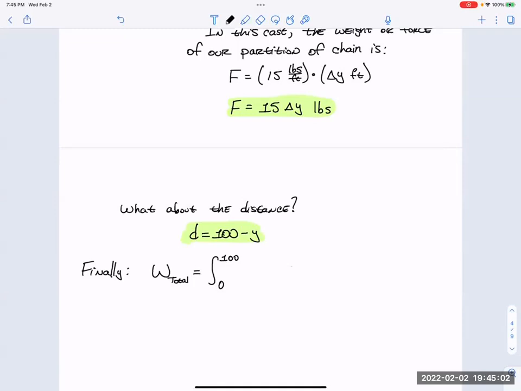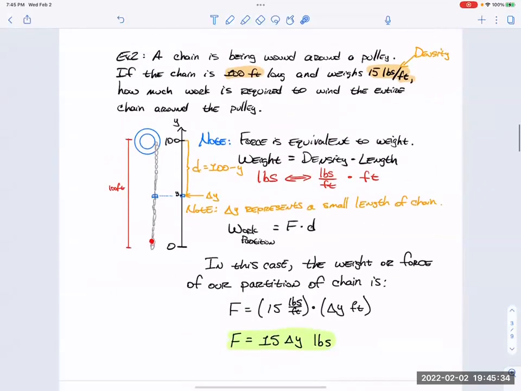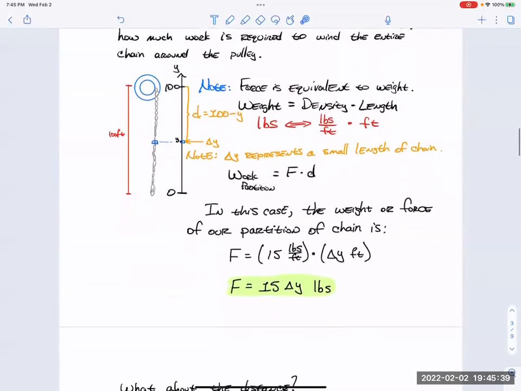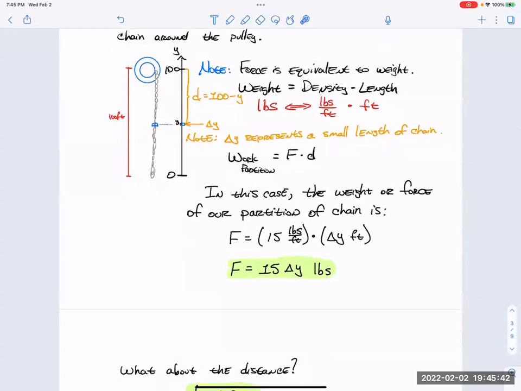Now, what's our forcing function? It's 15 delta y, but when you put it into the integral, remember, you're letting delta y go to 0, so it becomes dy. So this part here is your force, and then what's the distance? It's 100 minus y. Okay, and that right there is the integral that will give you the amount of work to roll up all of this 100 length chain around the pulley. Okay, that's what's tricky with that one there.